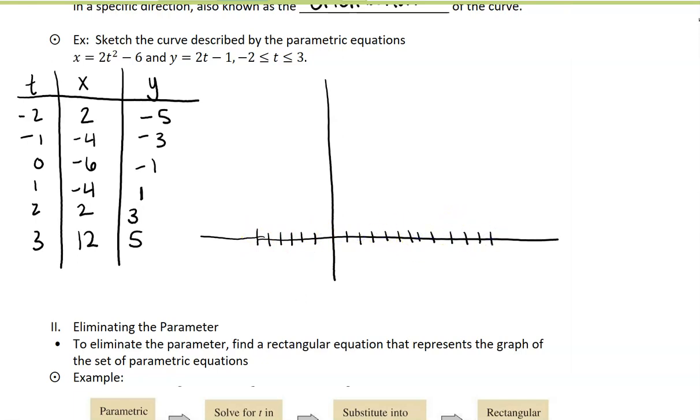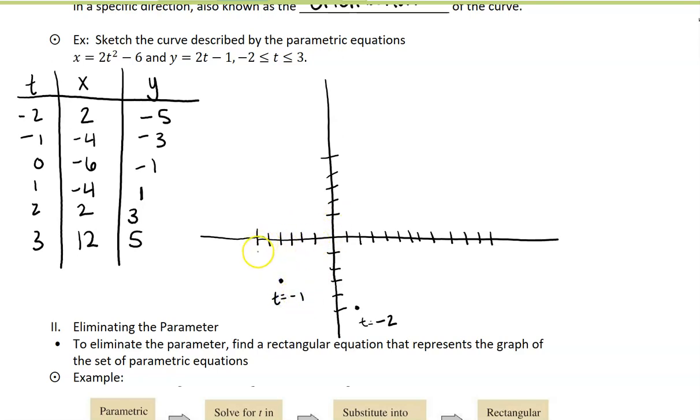And we need y to go from negative 5 to 5. Okay, so I'm going to have 2, negative 5. And I'm just going to make a little note that that's at t equals negative 2. And negative 4, negative 3 at t equals negative 1.